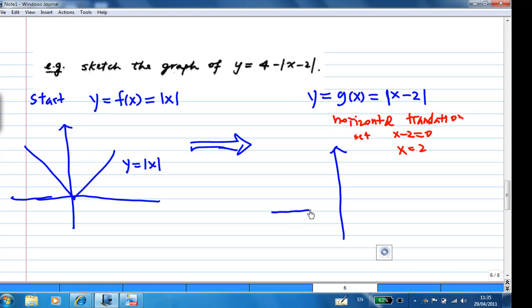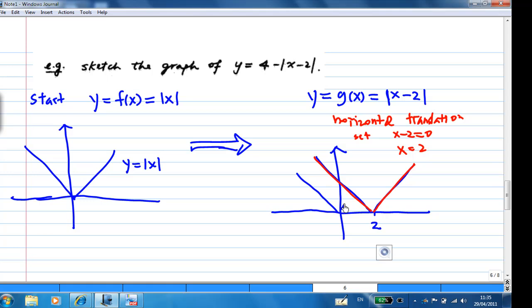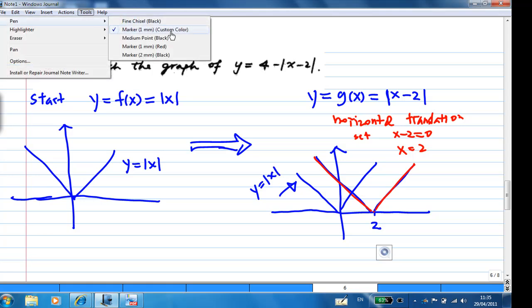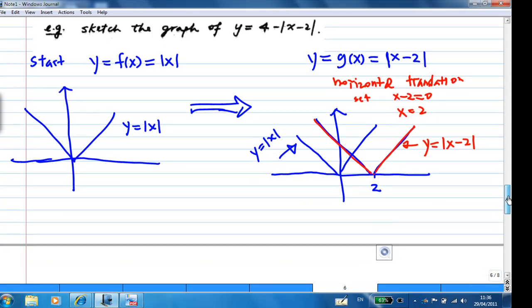Instead of the meeting point at 0, now you move to the right 2 units. So a new graph now, move to the right 2 units. This is a new graph, whereas the initial graph you had was here. So you see the difference. This is called horizontal translation. Initially it is y equal absolute value of x, and now for the new graph you have y equal to absolute value of x minus 2. But this is not complete yet. After you got the graph of y equal absolute value of x minus 2, let's move on.